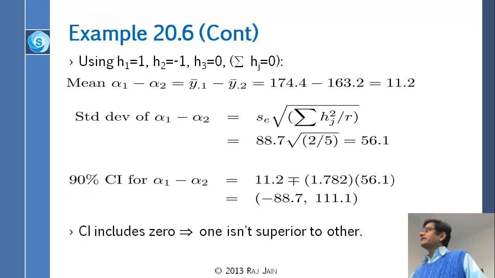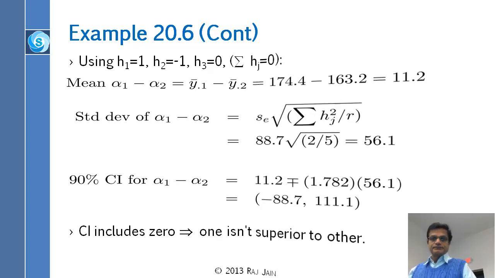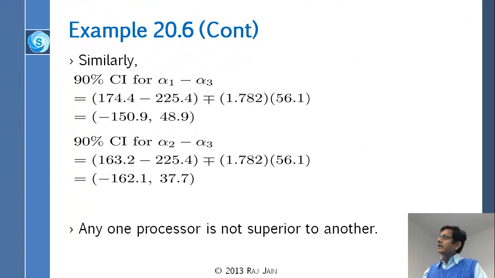Now, for example, we have what we call a contrast. Contrast is h1 is equal to 1, h2 is equal to -1. So we just want to see the difference between the first processor and the second processor. That would be called alpha 1 minus alpha 2. There is a formula for contrast. There is a confidence interval. They are not different. Similarly, alpha 1 minus alpha 3, alpha 2 minus alpha 3, you can do, they are not different.